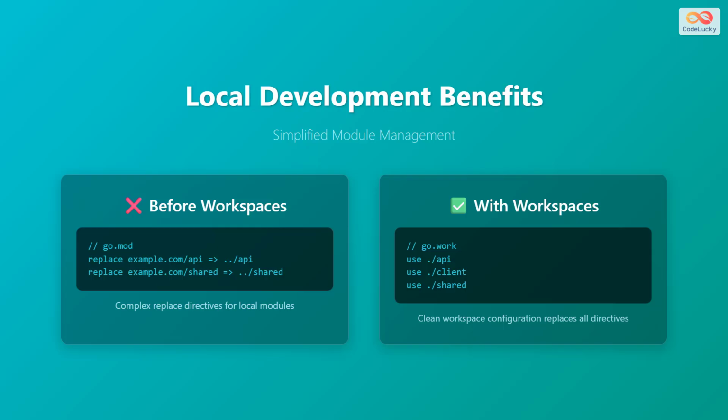With workspaces, this complexity disappears. Instead of multiple replace directives scattered across different go.mod files, you simply list your modules in the go.work file using use directives like use ./api, use ./client, and use ./shared. The workspace configuration replaces all those individual replace directives, creating a cleaner and more maintainable development environment.